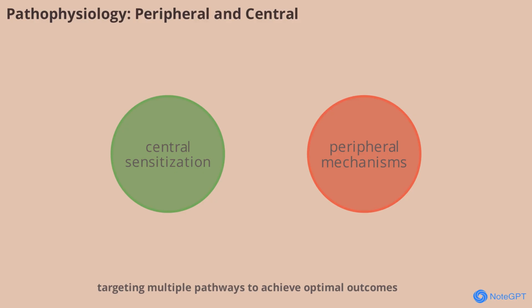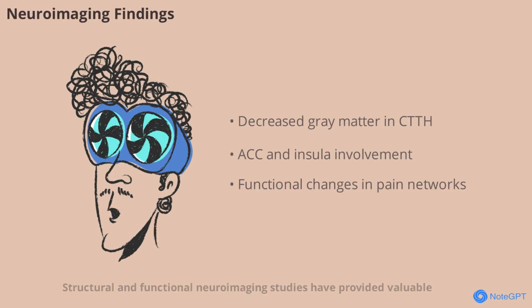Structural and functional neuroimaging studies have provided valuable insights into the brain changes associated with tension-type headache. Chronic TTH patients often show decreased gray matter volume in regions like the ACC, insula, and cerebellum, with these changes correlating with disease duration and frequency.